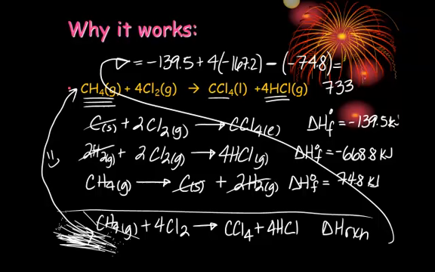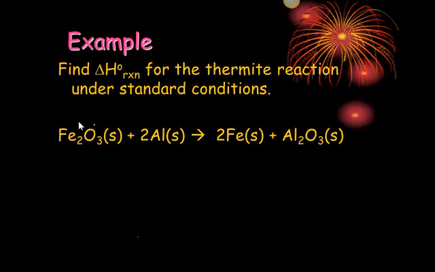So rather than using Hess's law and writing out the 3 reactions and seeing how everything cancels, all you're really doing is taking the heat of formation of the products, multiplied times their coefficient, and subtracting the heat of formation of the reactants. So that's it for the different ways that we can.